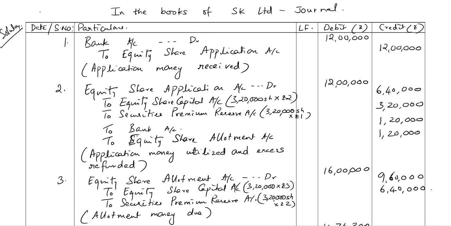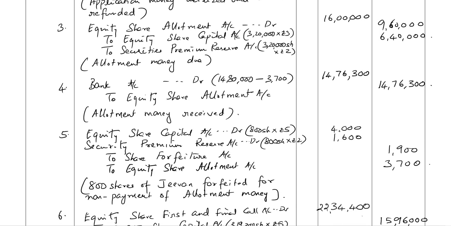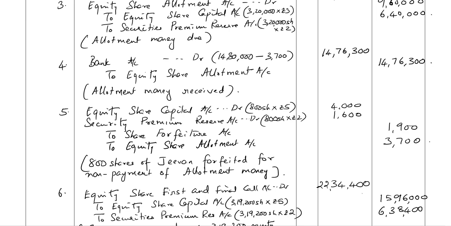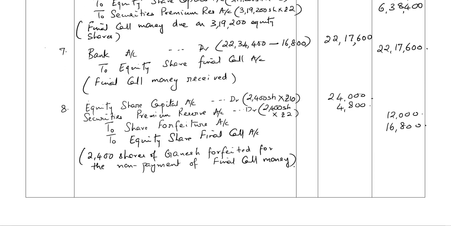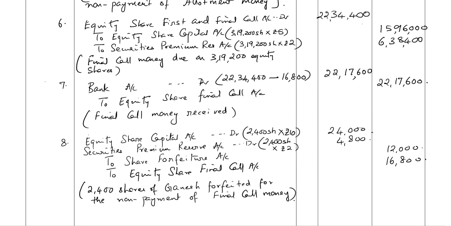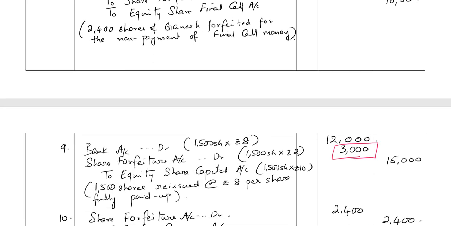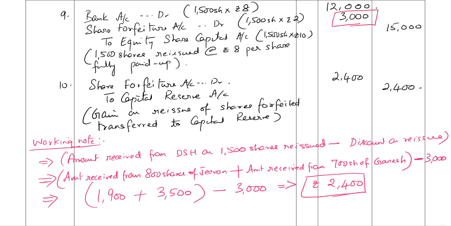This is the solution, the journal entries, the first screen. The second screen. The third screen. And the final screen.